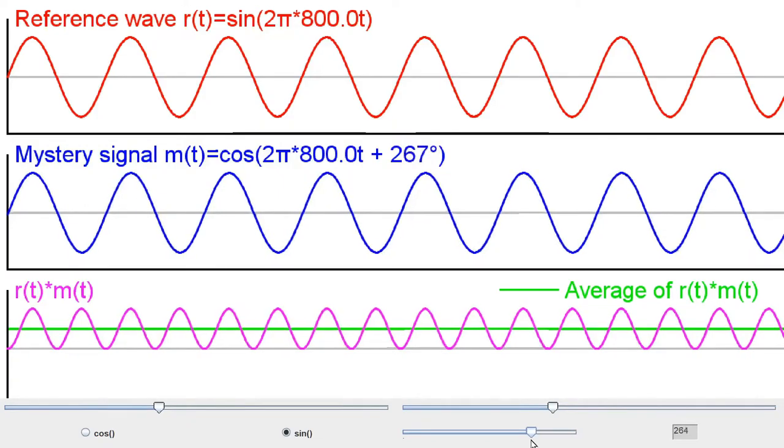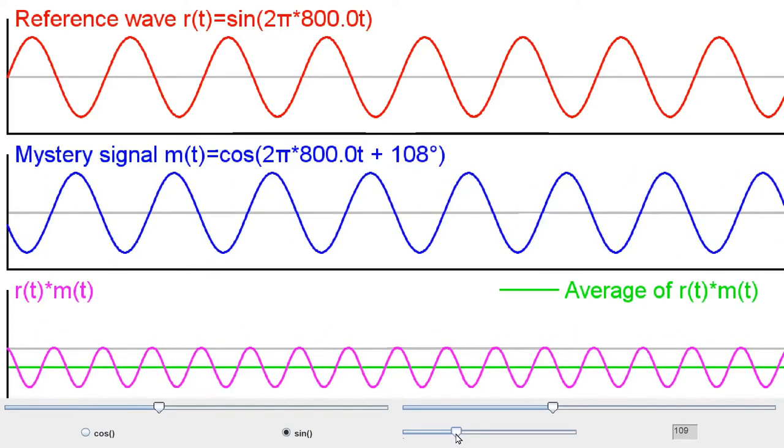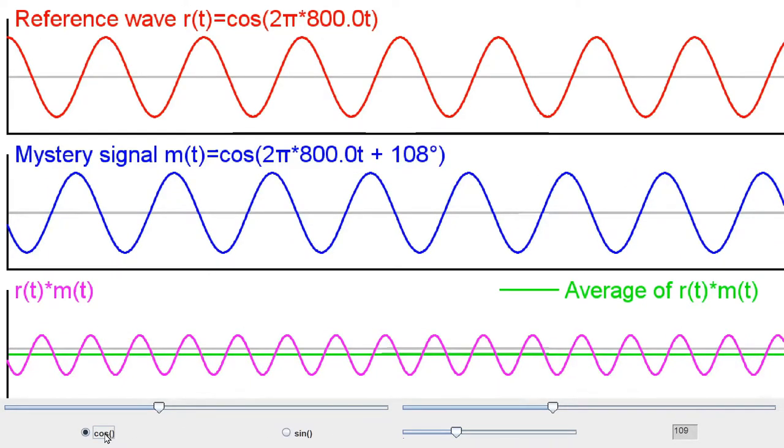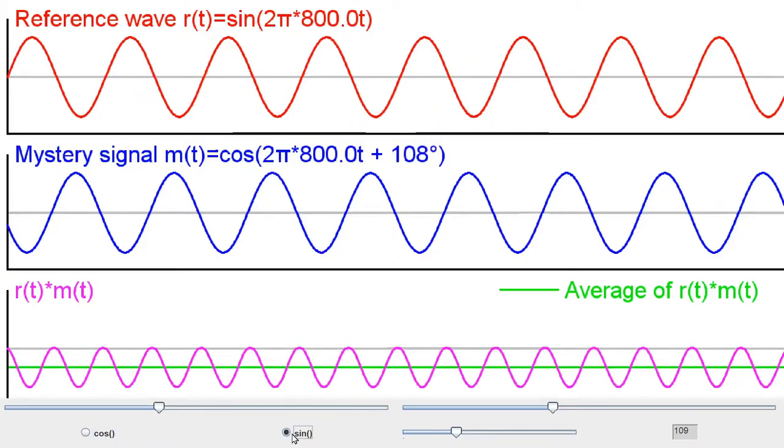So you could sort of imagine that if we had something in between, we could look at the average from the cosine and the average from the sine, and we could somehow combine them to give us the average if it was in fact in phase, and we might also be able to get the actual phase angle. And we can in fact do that, and we can do that graphically by plotting the average with a sine reference and the average with a cos reference on the y and x axis. So let's do that now.